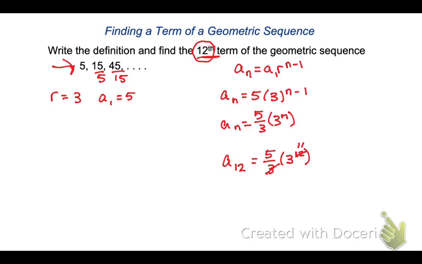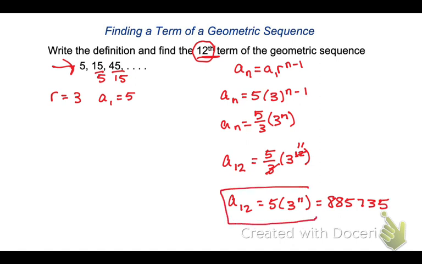And I don't want to do 3 to the 11th, do you? You don't want to, but you'd find that it's 177,147. What is it, Kale? 177,147, times 5, still. Oh, well, times 5. 885,735. Okay. So on the test, when you don't have a calculator, you're going to leave your answer like what?